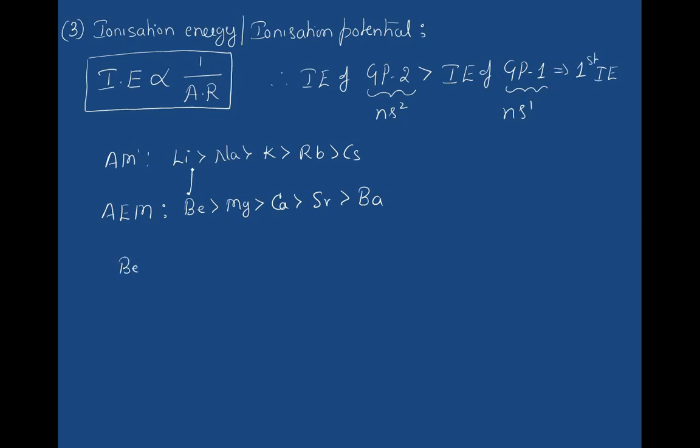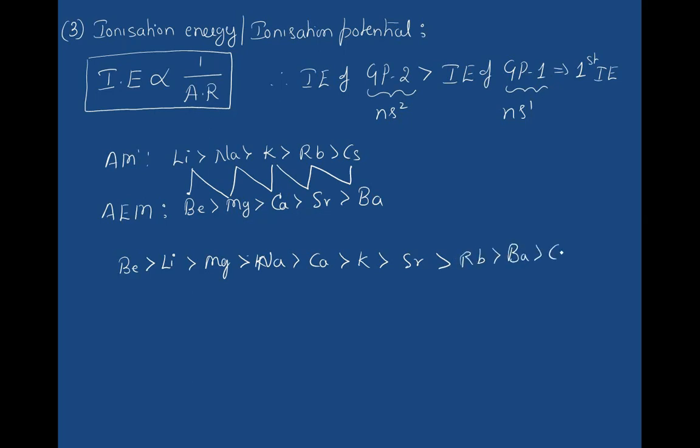So beryllium, lithium, then magnesium, followed by sodium, calcium, potassium, strontium, rubidium, barium, cesium. So beryllium possesses maximum ionization energy, cesium possesses minimum ionization energy.